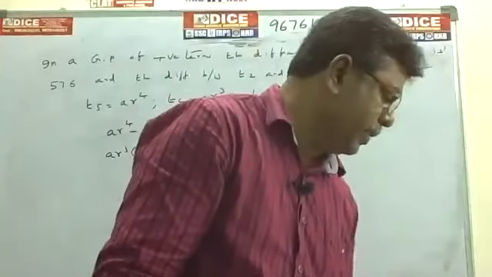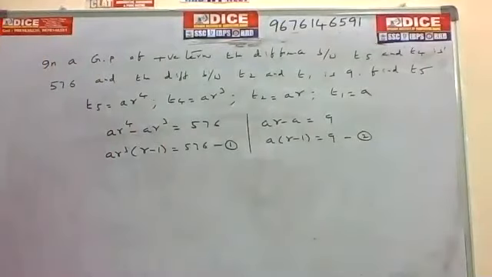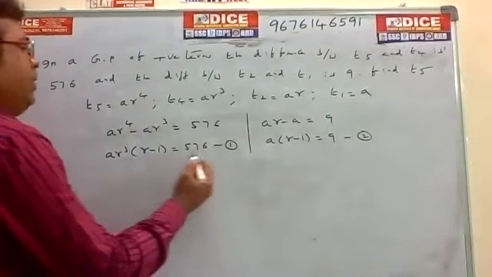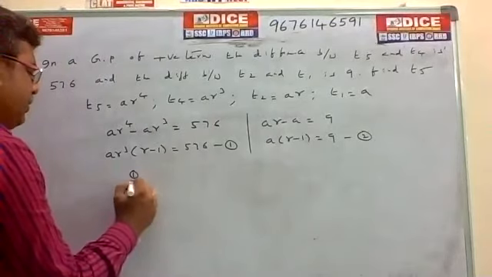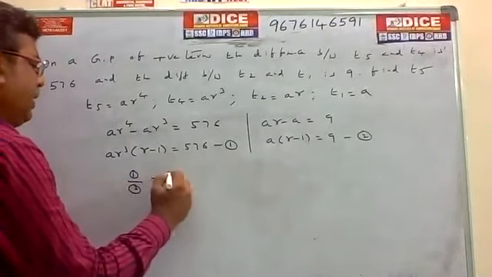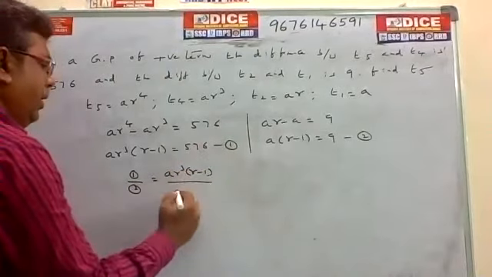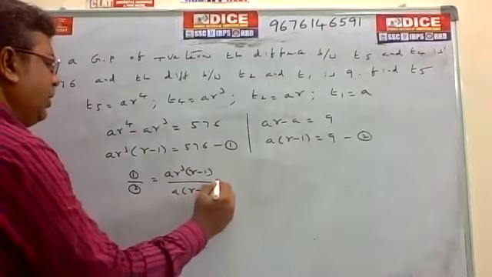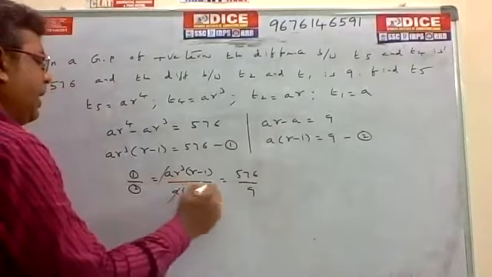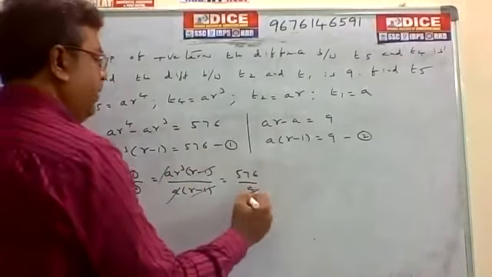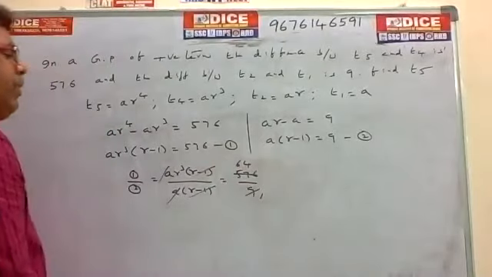192 is the wrong answer. The answer is 768. Okay, we can see it. Now I am doing first equation by second equation. A into R cube into R minus 1 by A into R minus 1 is equal to 576 by 9. A cancels, R minus 1 cancels. 9 ones are 9, 9 sixes are 54, 9 fours are 36.